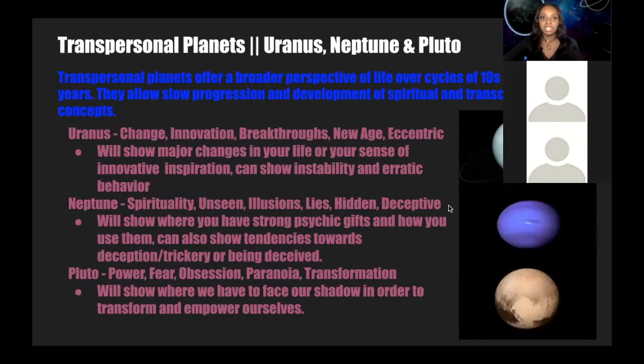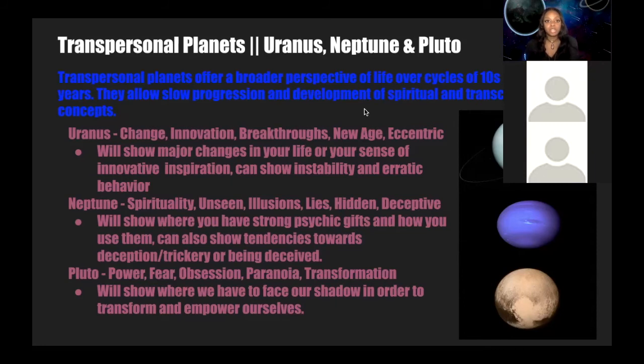Now we have the transpersonal planets. So the transpersonal planets are really powerful planets. They are Uranus, Neptune, and Pluto. And the transpersonal planets offer a broader perspective of life. Over cycles of tens or hundreds of years, they allow slow progression and development of spiritual and transcendental concepts. So these planets are going to provide transformation over a really long period of time.